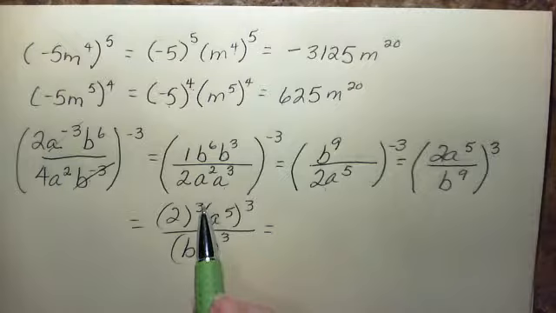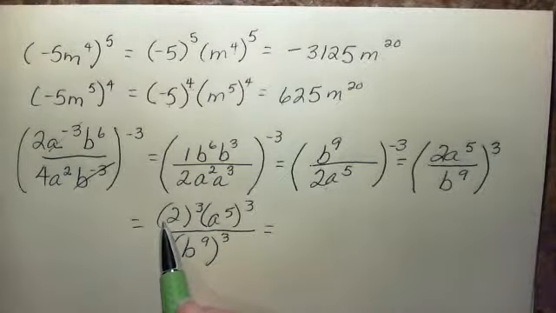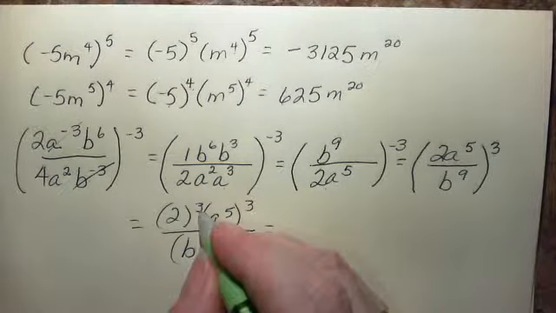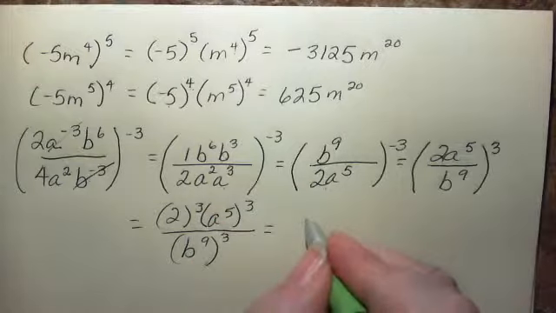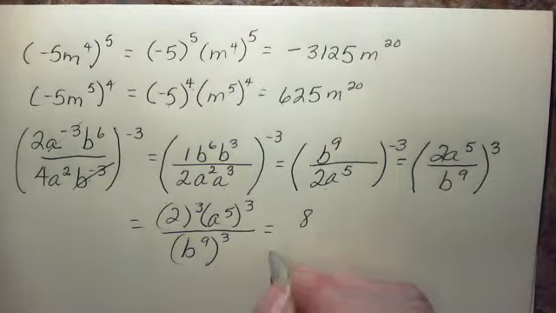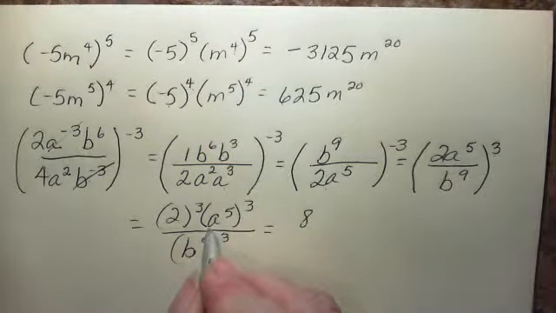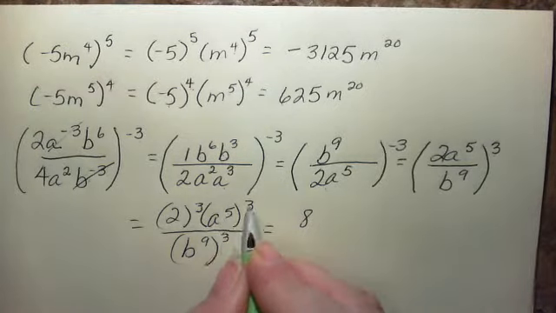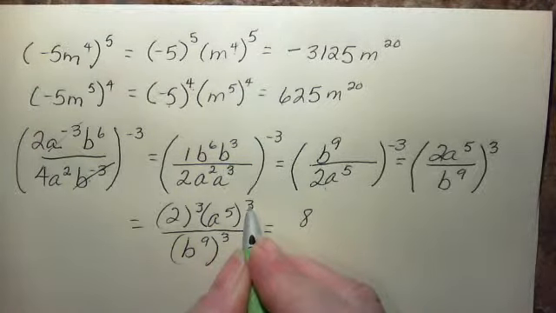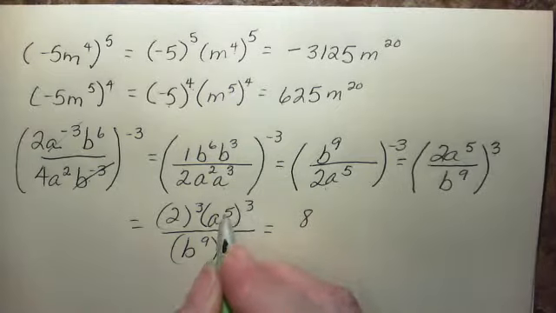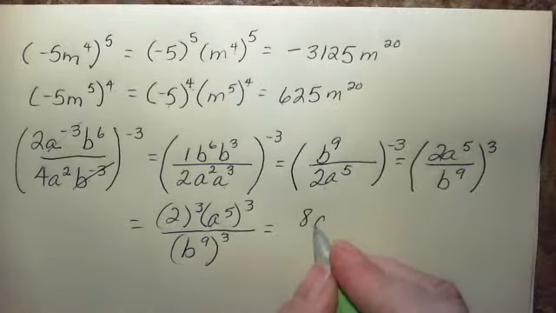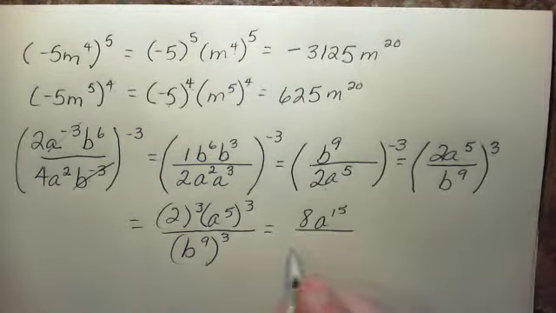Now we have more rules. We can go ahead and apply the 3 power to 2. So that's 2 cubed, or 2 to the 3rd power. 2 times 2 times 2 is 8. We use the power rule here, 1 base to 2 powers. That means that we multiply the exponents for a to the 15.